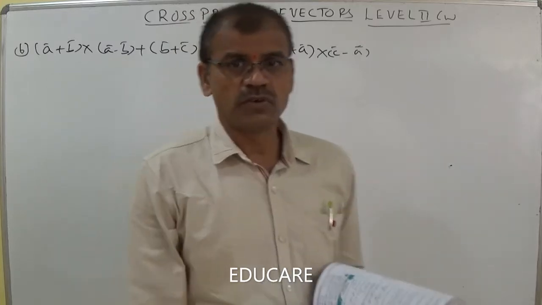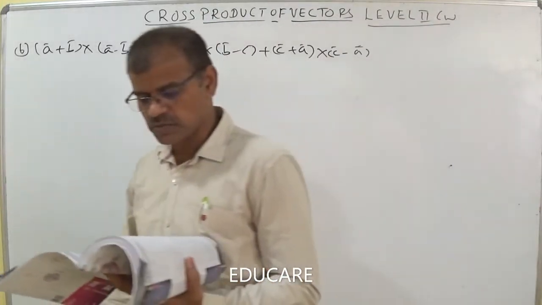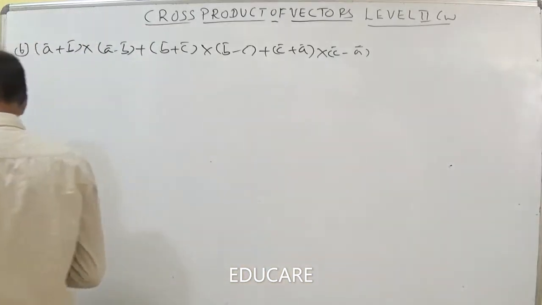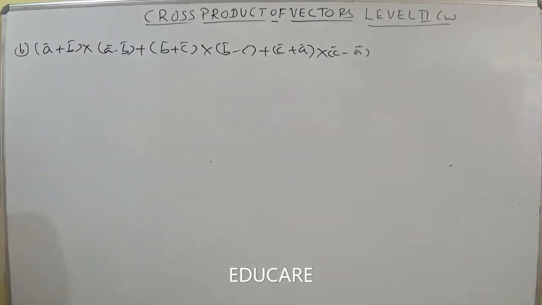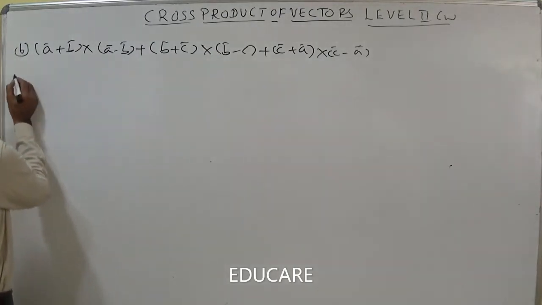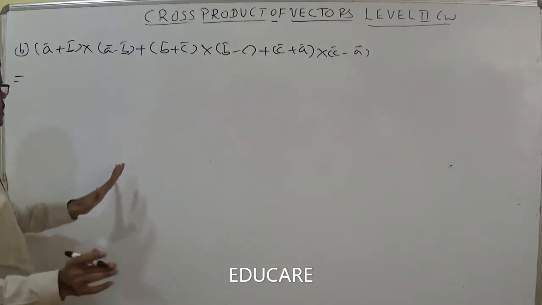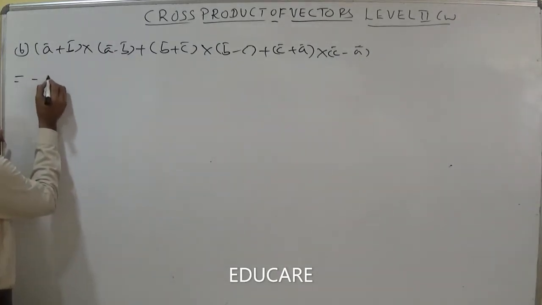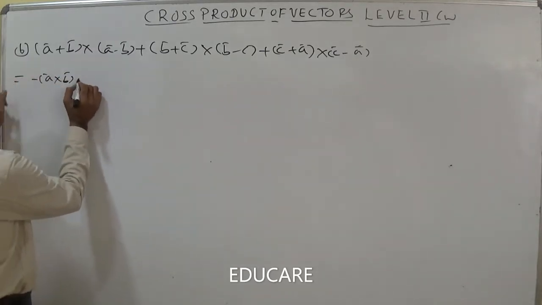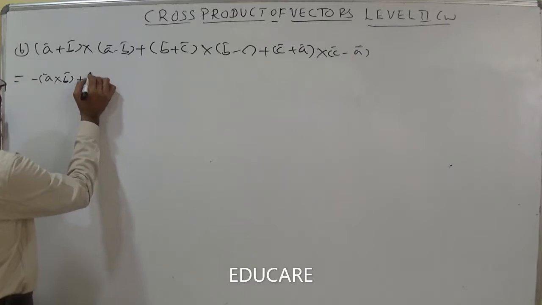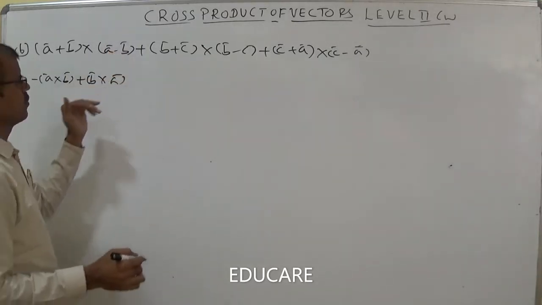Students, this is not multiplication, don't get confused and don't write a plus b into a minus b as a square minus b square. You should not write like that. A plus b cross a minus b plus b plus c cross b minus c plus c plus a cross c minus a. Now, using cross product multiplication, you write a cross a. No need to write a cross a, it becomes 0. Minus a bar cross b bar here. Minus a bar cross b bar. Next step, b bar cross a bar. It's okay. Minus b cross b, no need to write.